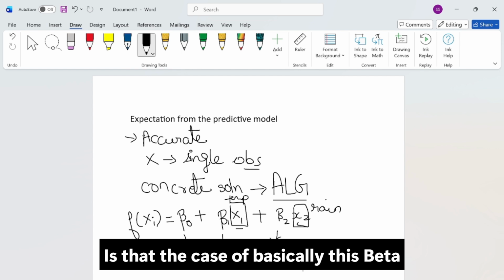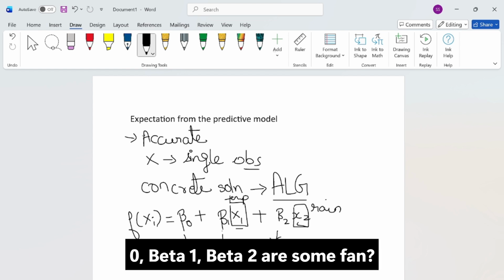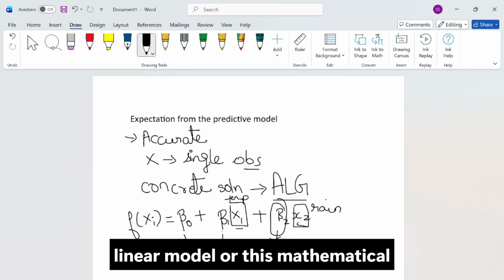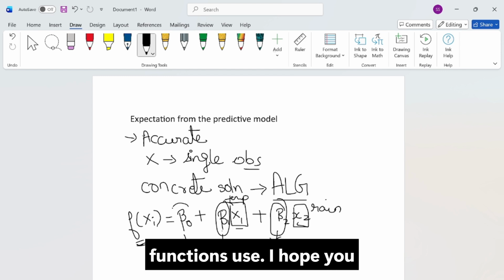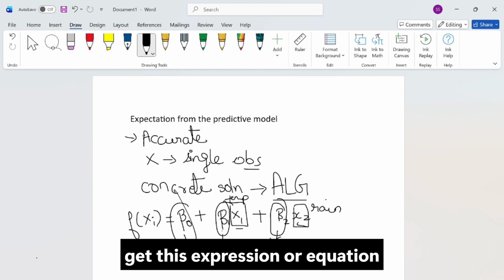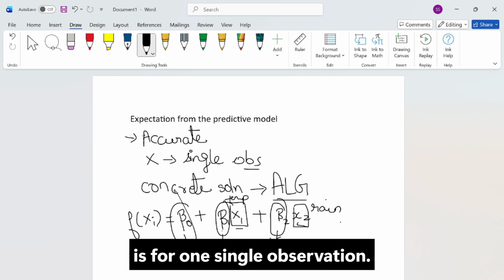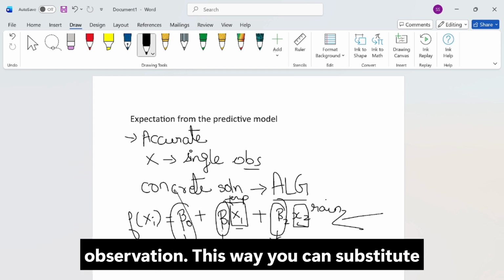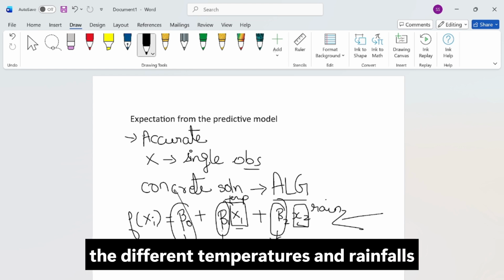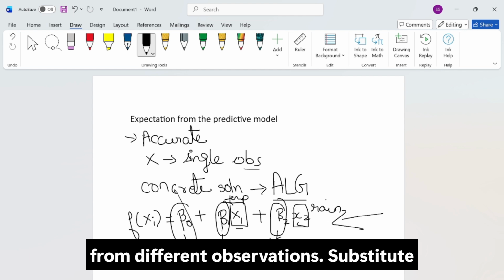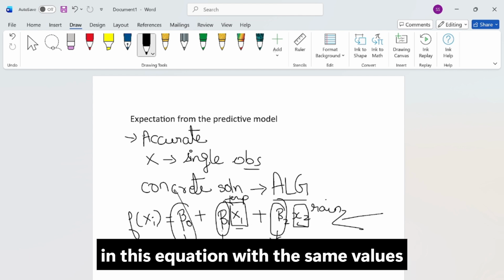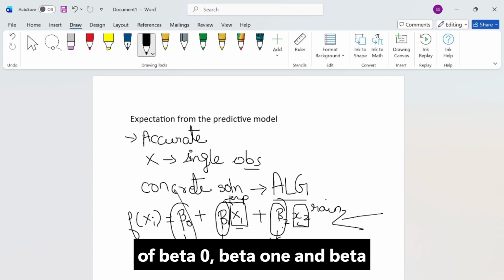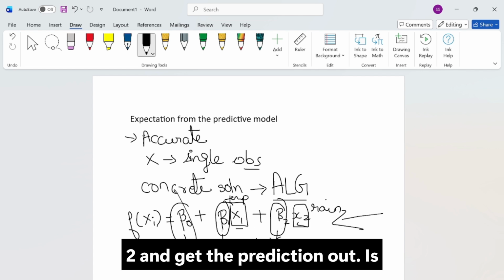Is that okay? So basically, beta 0, beta 1, beta 2 are fancy names for the coefficients the linear model or this mathematical function uses. I hope you get my point. This entire equation is for one single observation. This way you can substitute the different temperatures and rainfalls from different observations into this equation, with the same values of beta 0, beta 1 and beta 2, and get the prediction out.